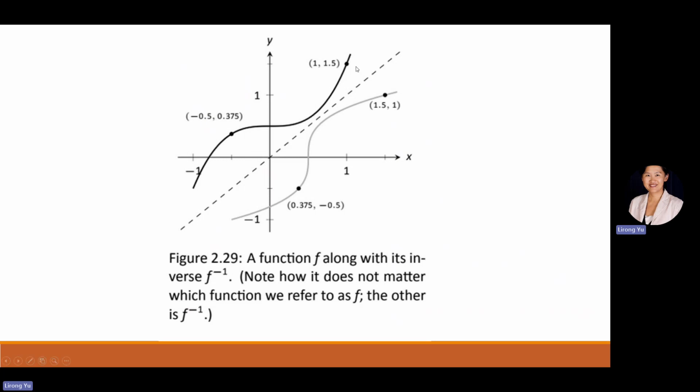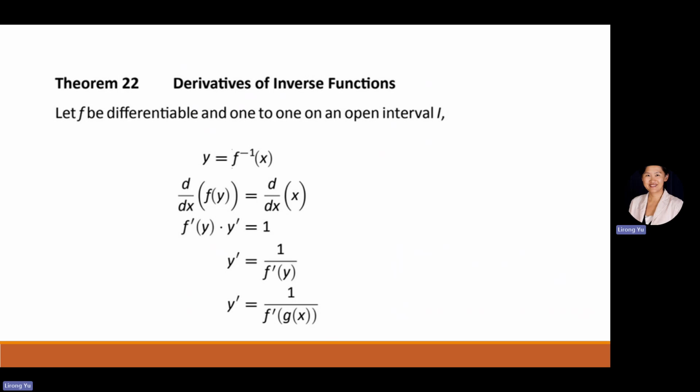One point on the line goes 1.5, and then the inverse has the point 1.5 and 1. So they have points that match each other in the inverse relation. Input becomes output, output becomes input. And that's the inverse relation.